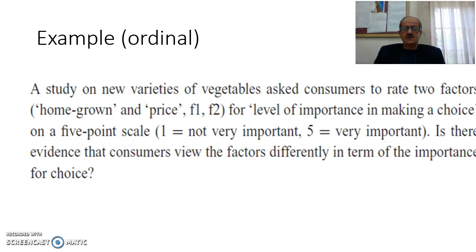Let's take an example of ordinal data. Here we have a study on new varieties of vegetables. We asked consumers to rate two factors. The first factor is the home-grown factor and the second is the price factor, F1 and F2, for level of importance in making a choice on a 5-point scale, 1 to 5, starting from 1 as not very important to 5, which is very important. So we are talking here about ordinal data.